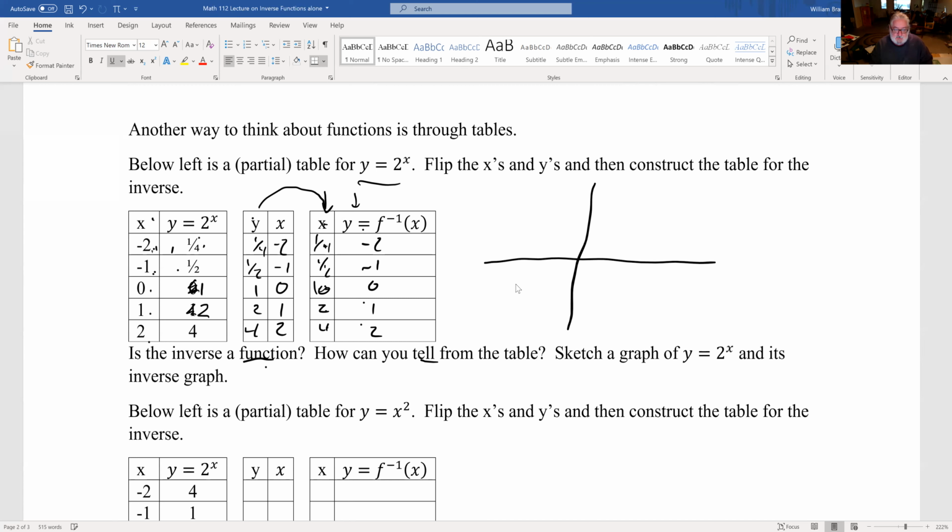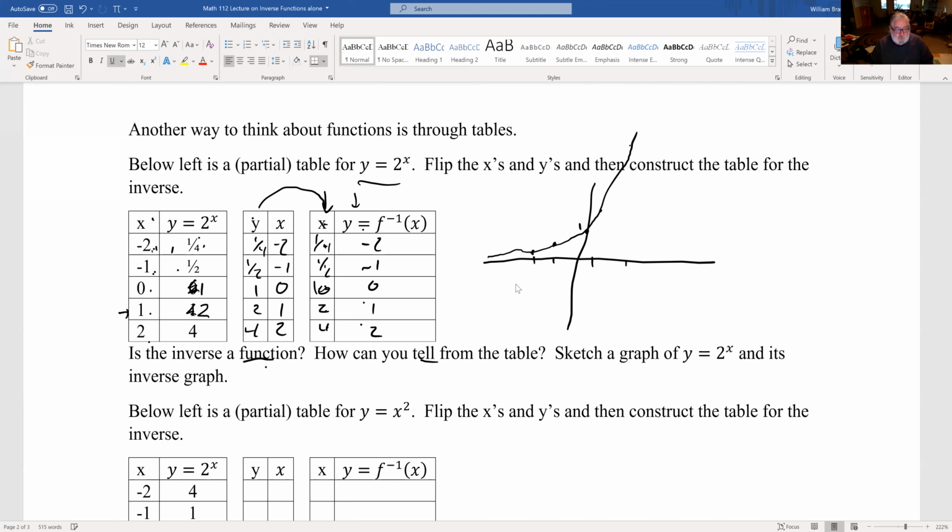X is minus 2, minus 1, 0, 1, 2. When x is minus 2, y is 1/4. When x is minus 1, y is 1/2. When x is 0, y is 1. When x is 1, y is 2. And when x is 2, y is 4, which will be up there somewhere. And that gives us our usual exponential looking graph like that.